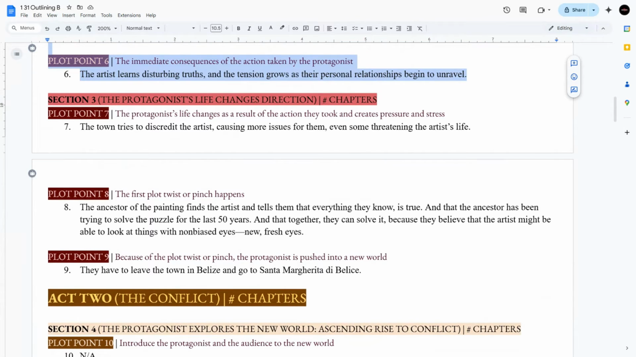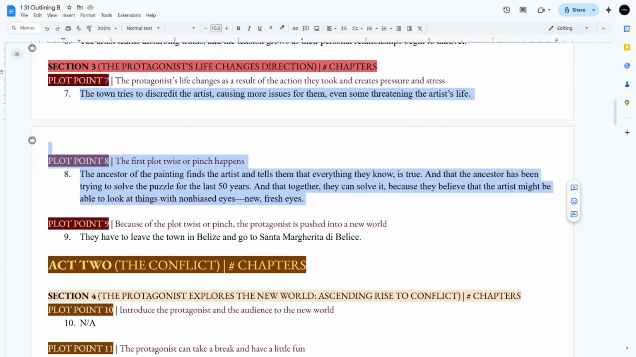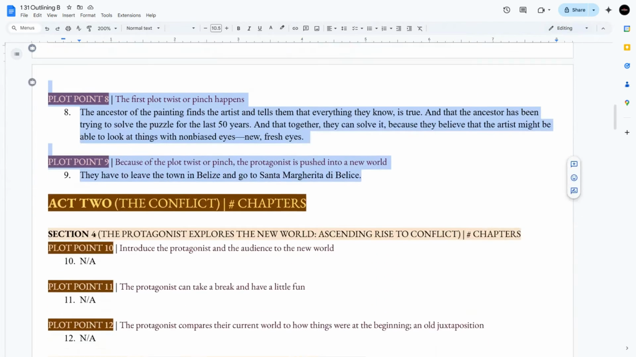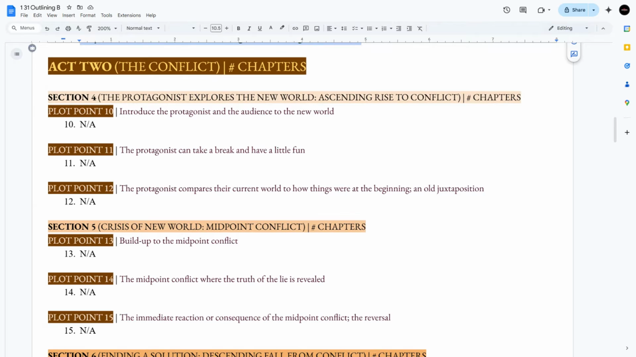Let's see. The town tries to discredit the artist. The answer is through painting. This could be a whole chapter. Let's see. This actually could all be a chapter. So now we're at 7 chapters. So 9 plot points have been cut down to 7 chapters. So that's good. And then, of course, we get into it.